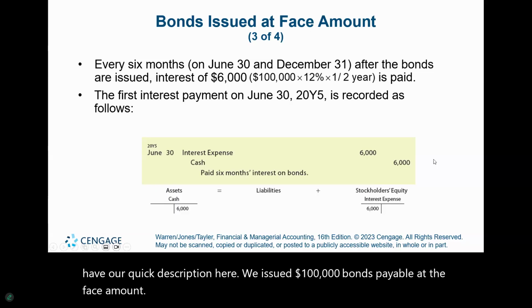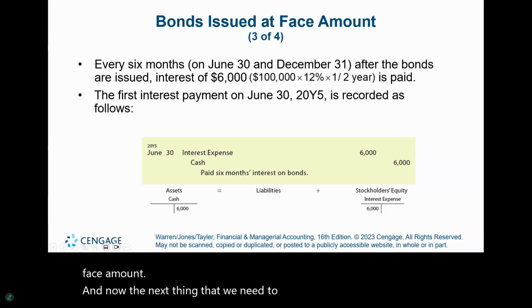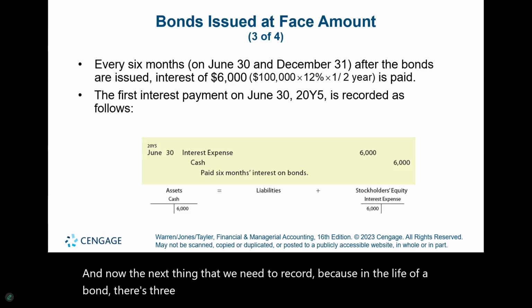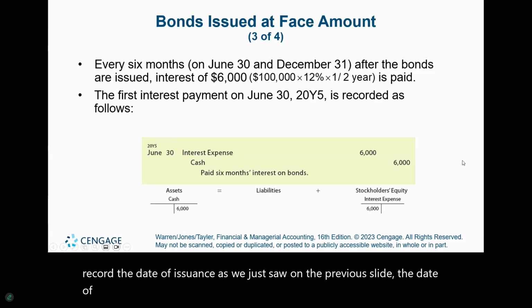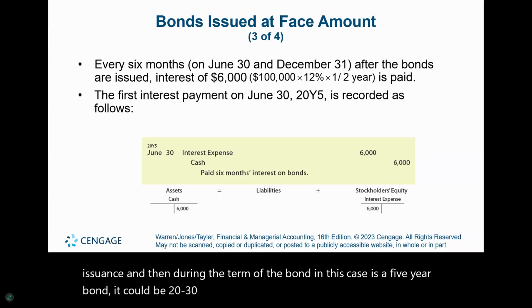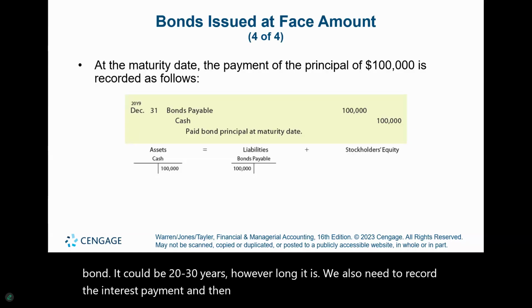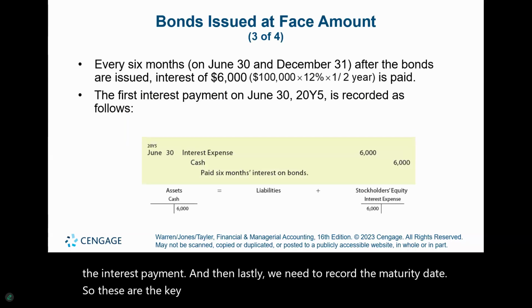And now the next thing that we need to record, because in the life of a bond, there are 3 key things we need to factor in. One, we need to record the date of issuance, as we just saw on the previous slide. And then during the term of the bond, in this case a 5-year bond, it could be 20, 30 years, however long it is, we also need to record the interest payment. And then lastly, we need to record the maturity date. So these are the key events that happen within the life of the bond.